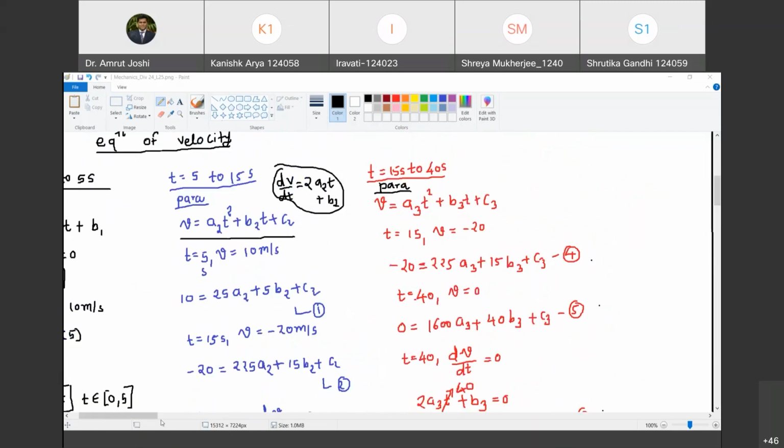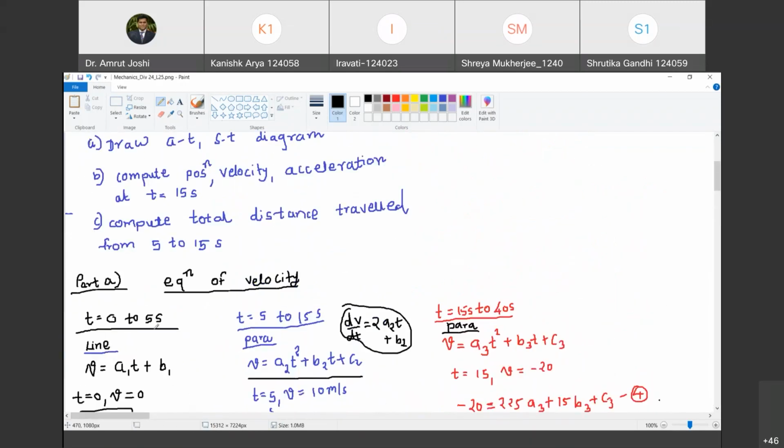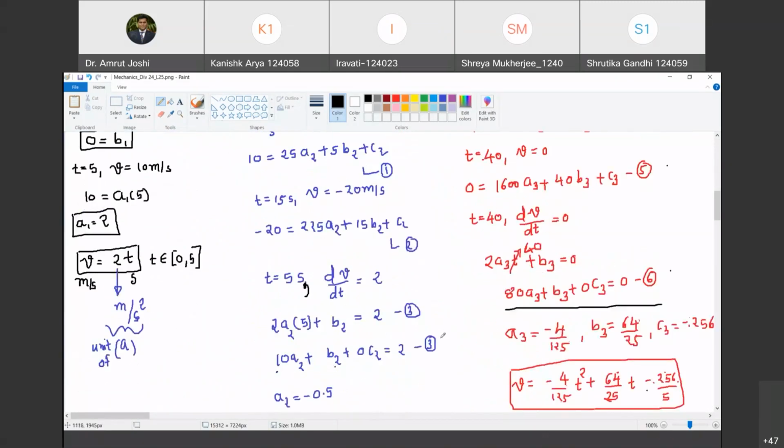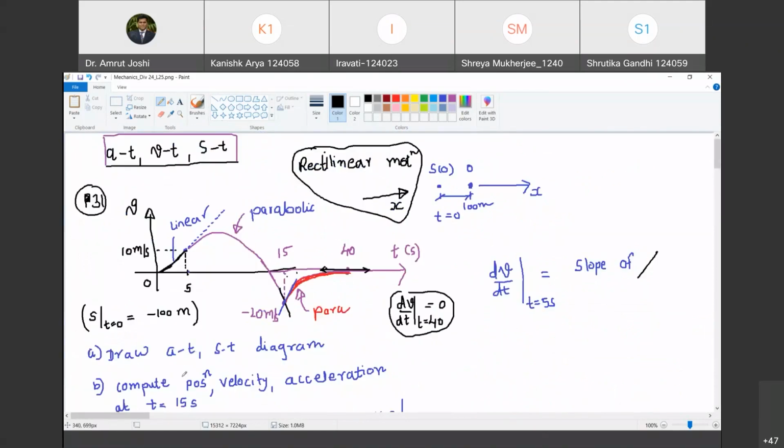Okay. So we have got the equations of velocity in all the three zones. What do we do next? We have to draw the AT and ST diagrams. Do you agree with me? Yes, sir. We are naturally going to use these velocity equations in order to draw these AT and ST diagrams.